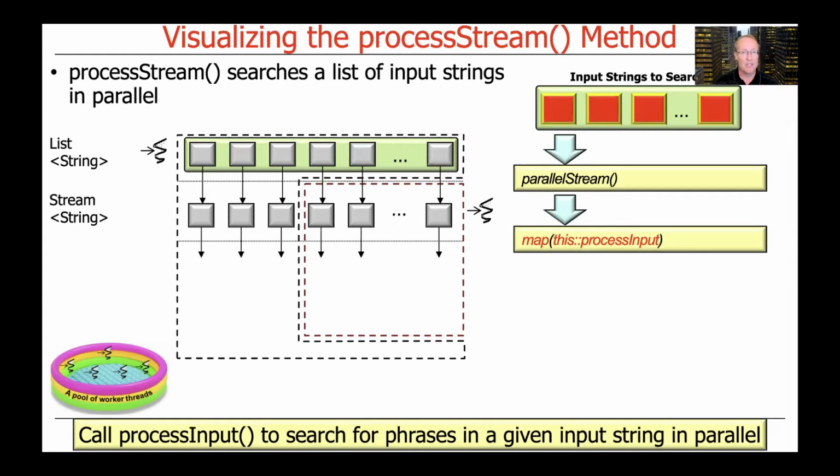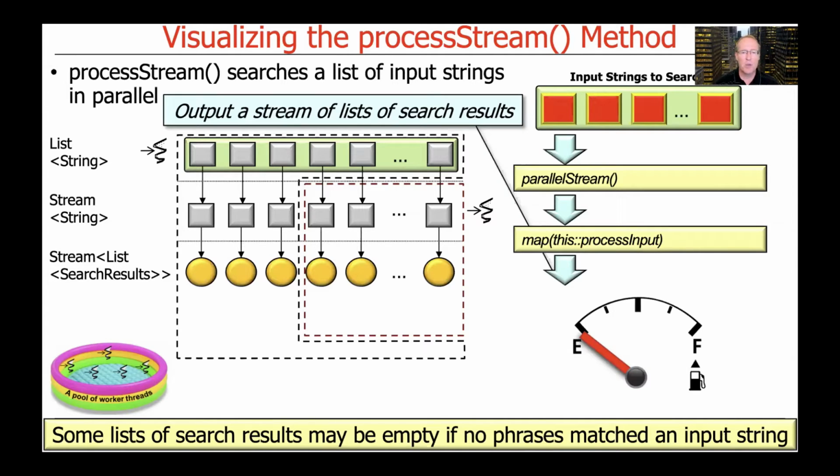And what map is going to do is use the processInput method to search for phrases in a given input string in parallel. So each input string will be searched in parallel, and then within each string, we're going to search for the phrases in parallel as well. So there's a lot of parallelism going on here. This will output a stream of lists of search results.